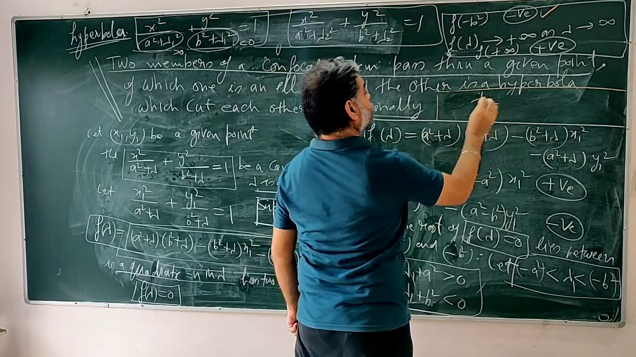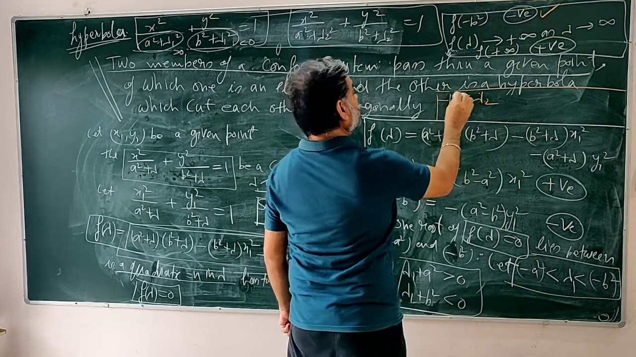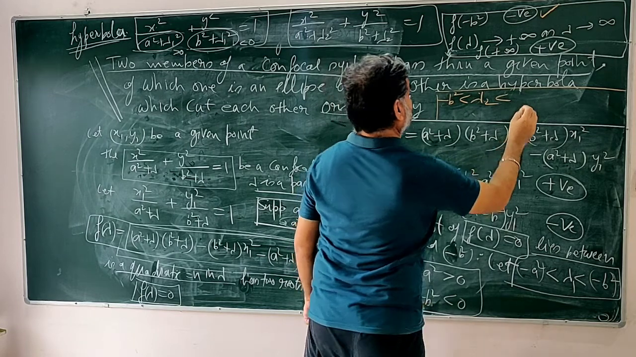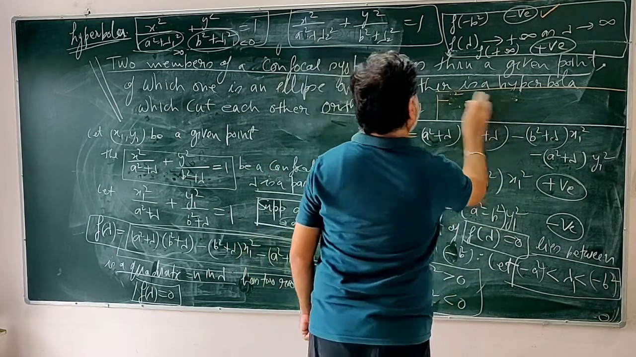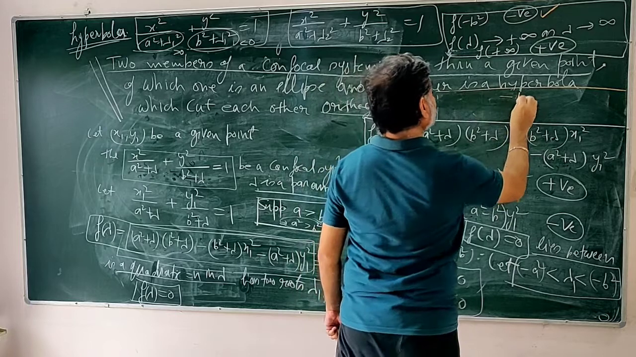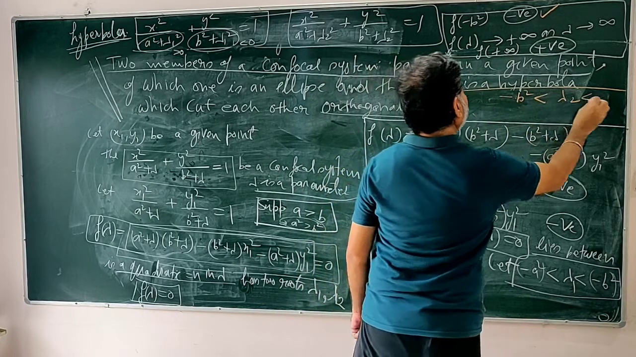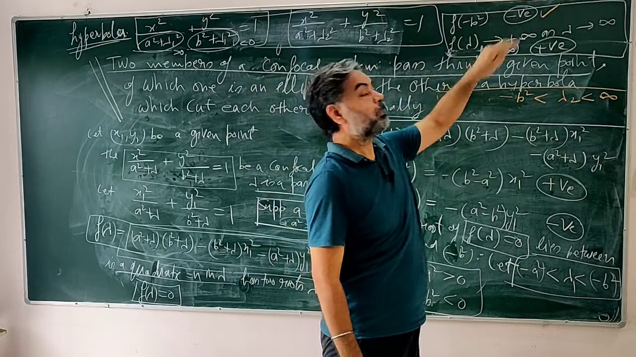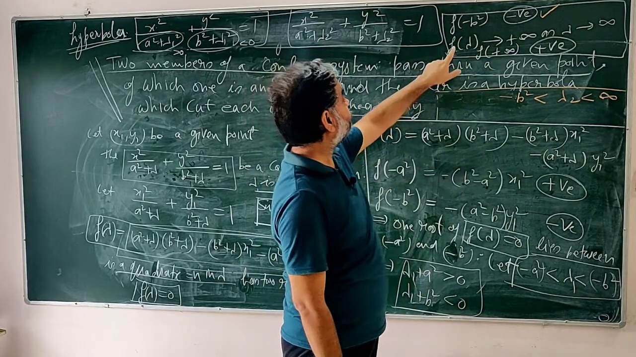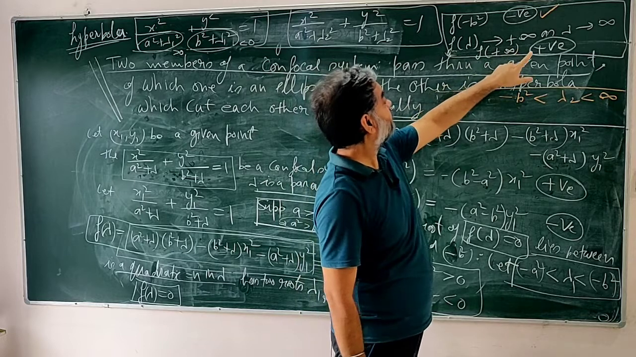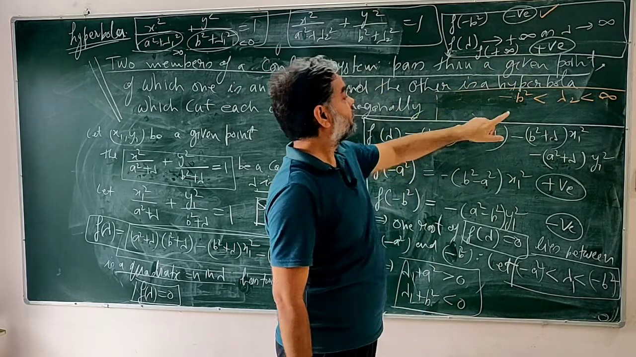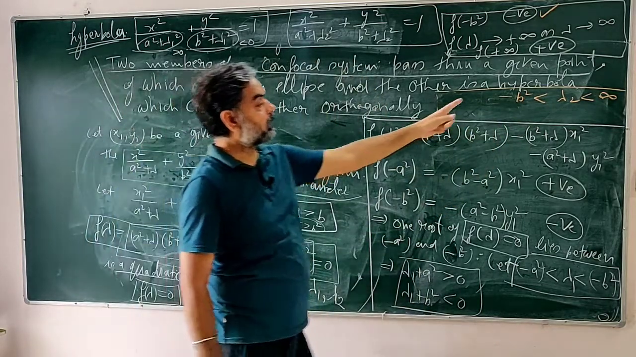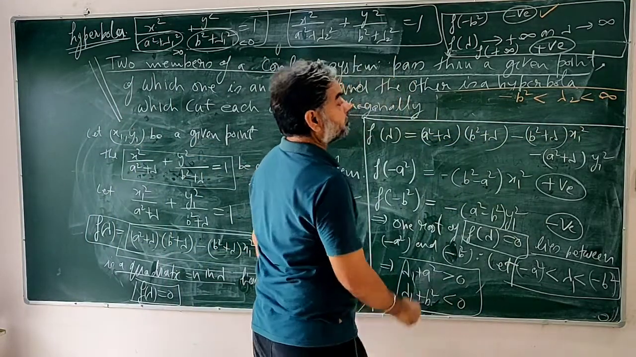So suppose that root is lambda 2. It lies between minus b square and infinity, because f of minus b square is negative and f of plus infinity is positive. So that means one of the roots of f lambda lies between minus b square and infinity.